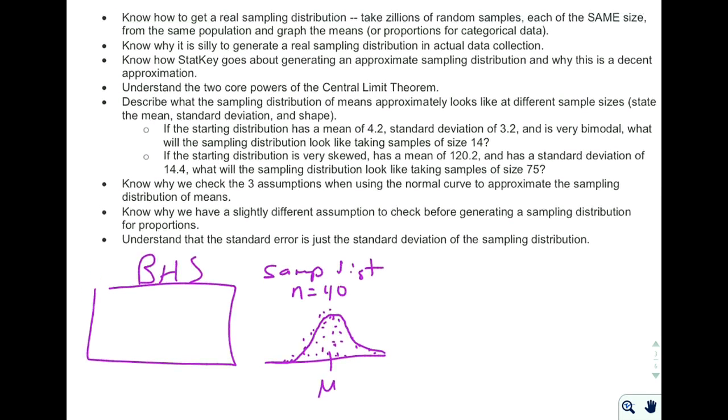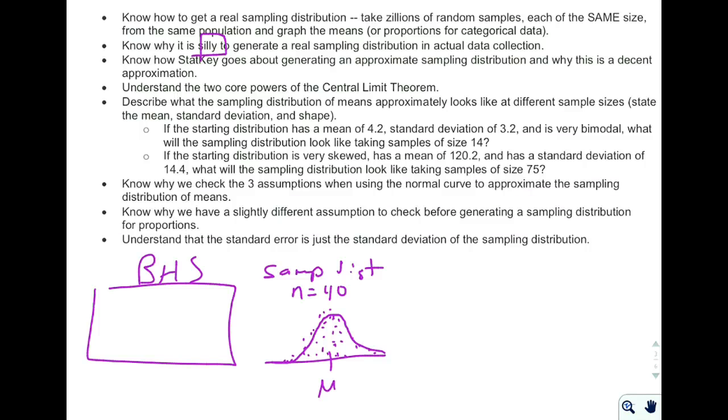Because it takes so much work to generate something like this, and if we were to go out and take thousands of samples of 40, it would actually be a lot easier to just take a census and just ask everyone and know the right answer. So that's why we would never do this in real life.